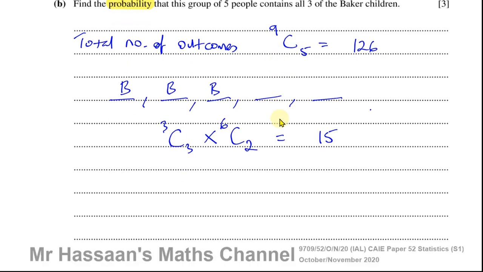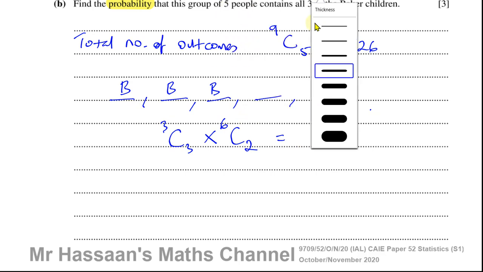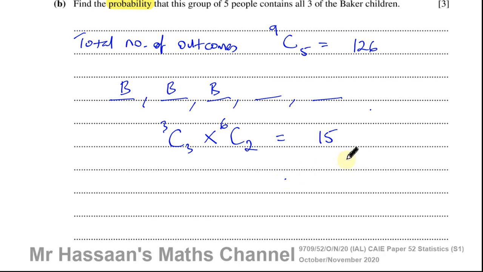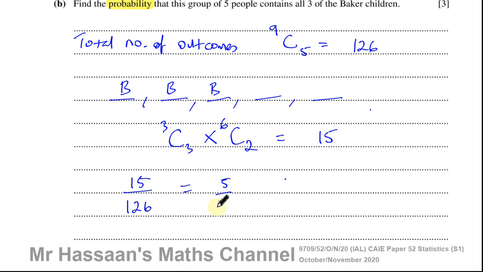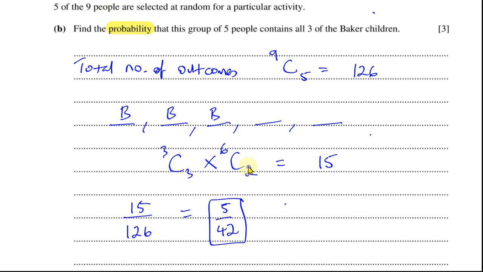Okay, so now to find the probability, we have the number of successful outcomes, which is the number of ways of these 5 people containing all 3 Baker children, which is 15, divided by the total number of outcomes, which is 126. So we can simplify 15 divided by 126, which gives us 5 over 42 in its simplest form. So here we have the answer for this question, part B.